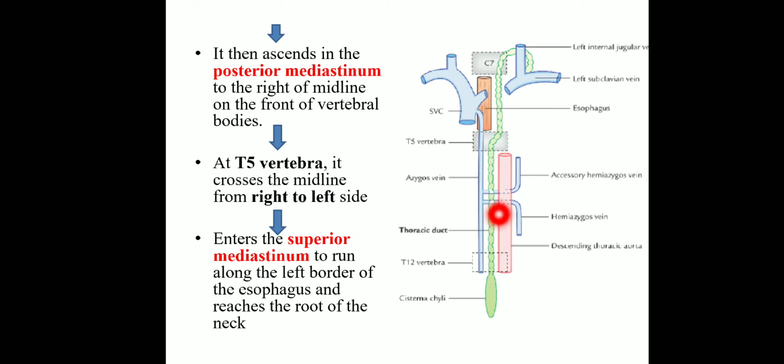Here it enters into the posterior mediastinum, where on the right side what will lie? The azygos vein. On the left there is the descending thoracic aorta, and behind there are vertebrae T5 to T12.